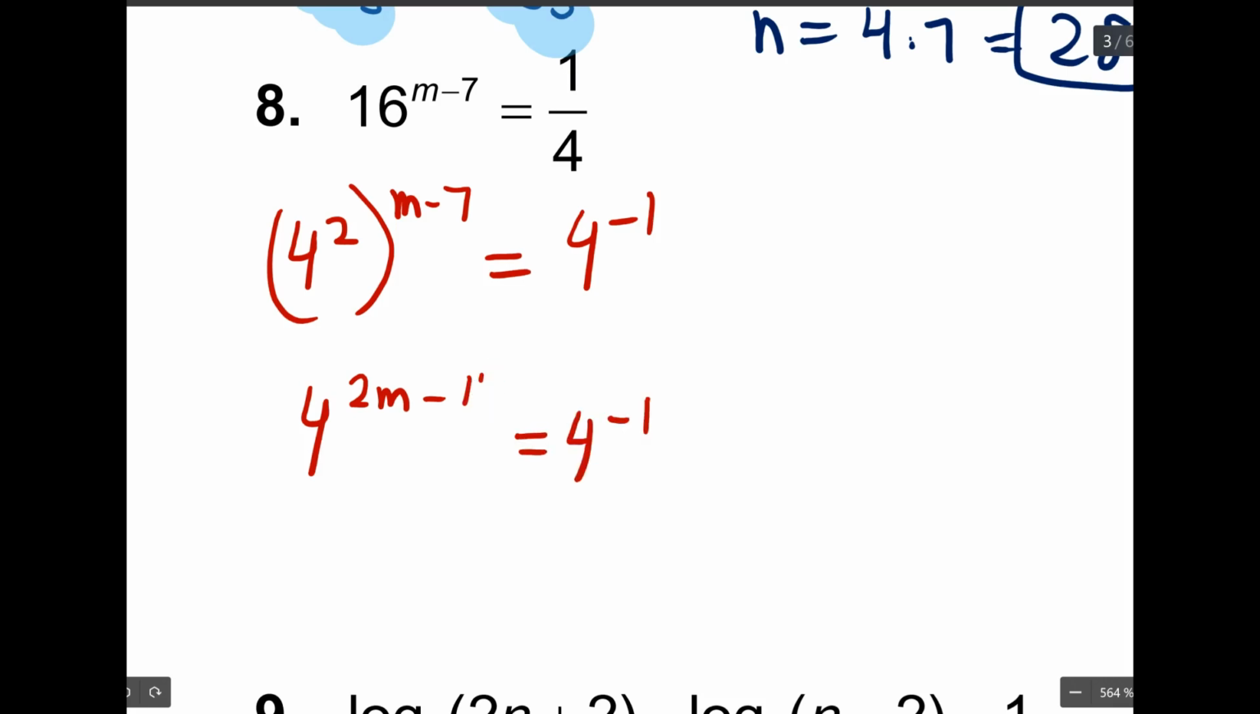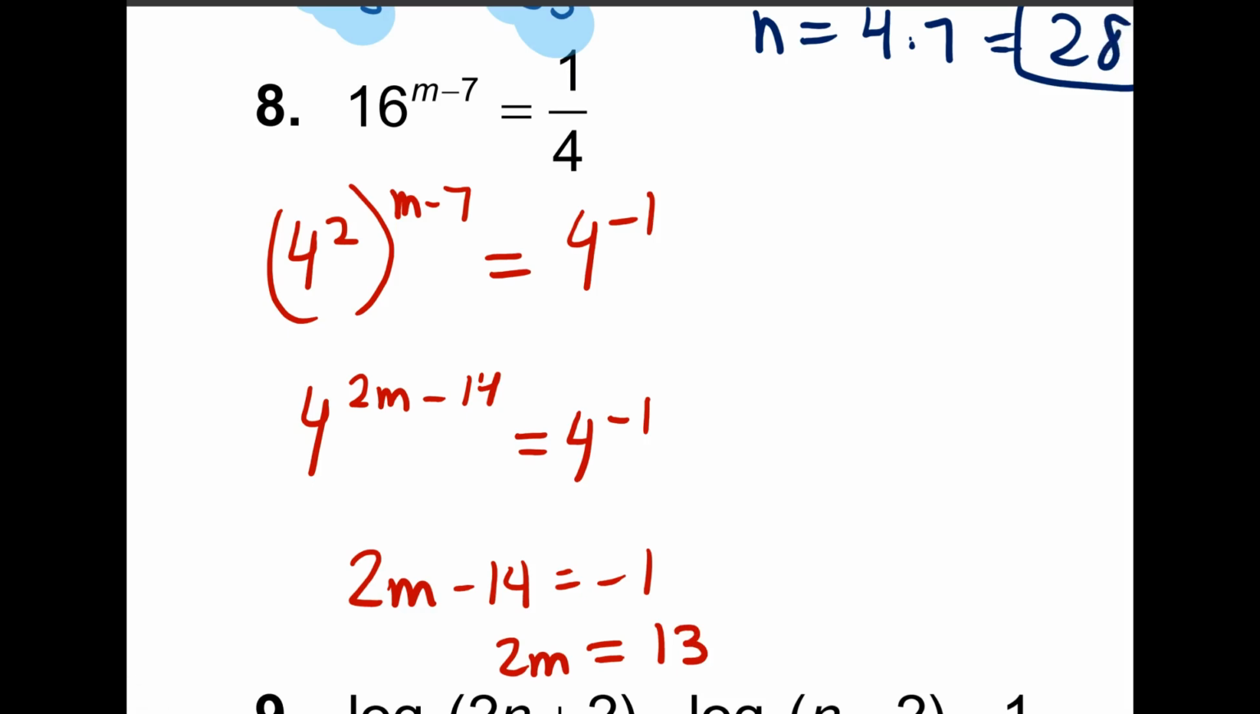Okay. So 2m minus 14 equals negative 1. You add the 14, so 2m equals 13, and we divide by 2.